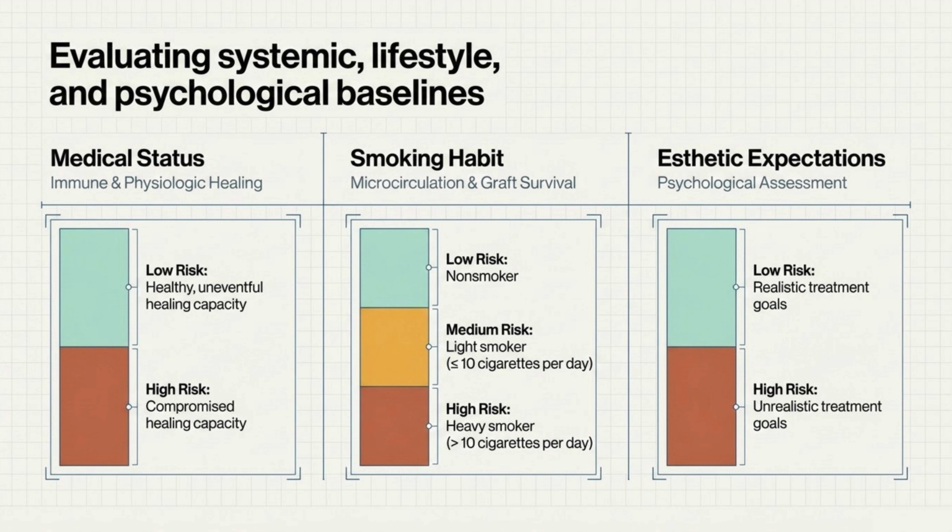We begin with the patient profile. For medical status, we assess the immune system and physiologic healing capacity. Compromised healing immediately places the patient at high risk. Next is the smoking habit, which profoundly impacts microcirculation and graft survival. A non-smoker is low risk, but a heavy smoker consuming more than 10 cigarettes per day is categorized as high risk. Finally, we must evaluate aesthetic expectations. If a patient has unrealistic treatment goals, this is a psychological high-risk factor that must be addressed before any treatment begins.